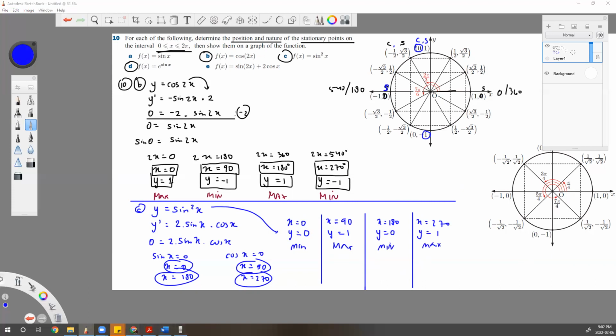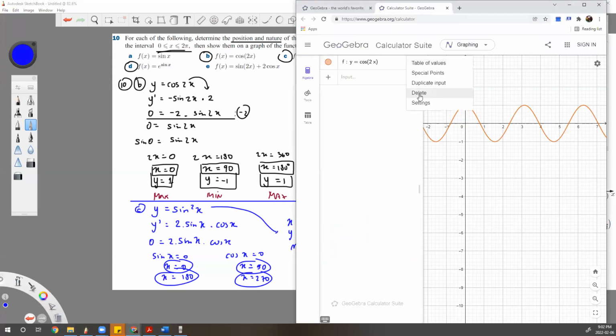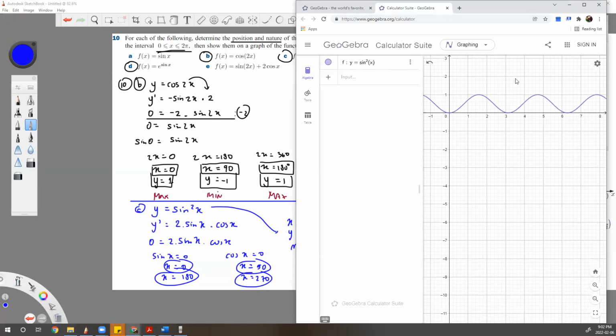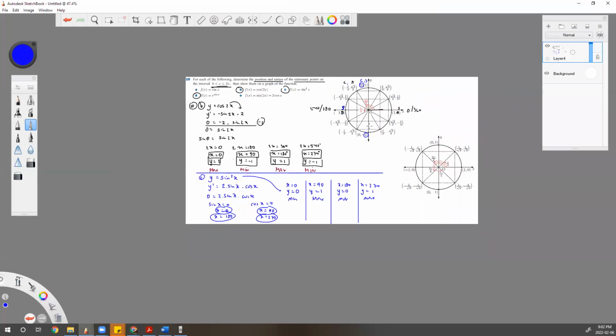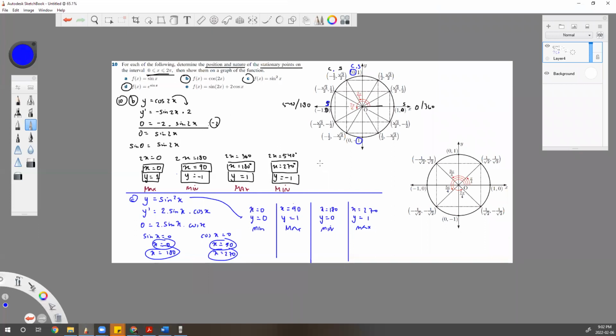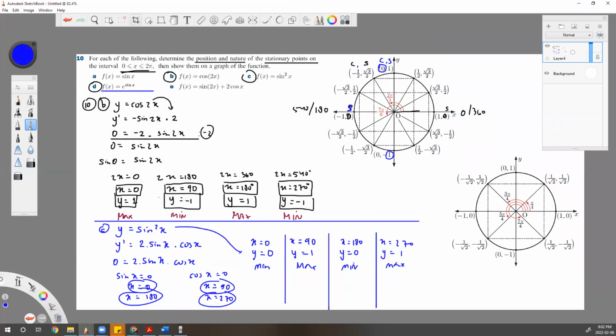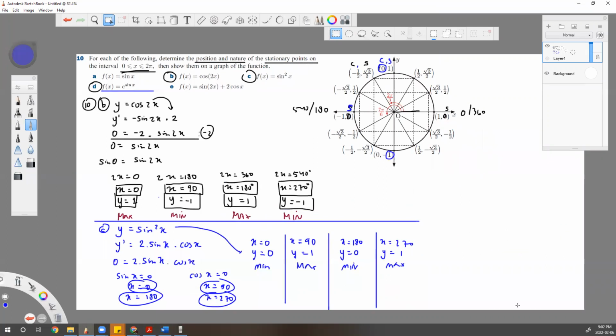Sine square x with the GeoGebra. See, 0, 1, 0, 1, 0, 1. Okay, so it is proven. Now we know the position and also the nature. It's quite simple. So this is the answer, the nature and the maximum minimum.